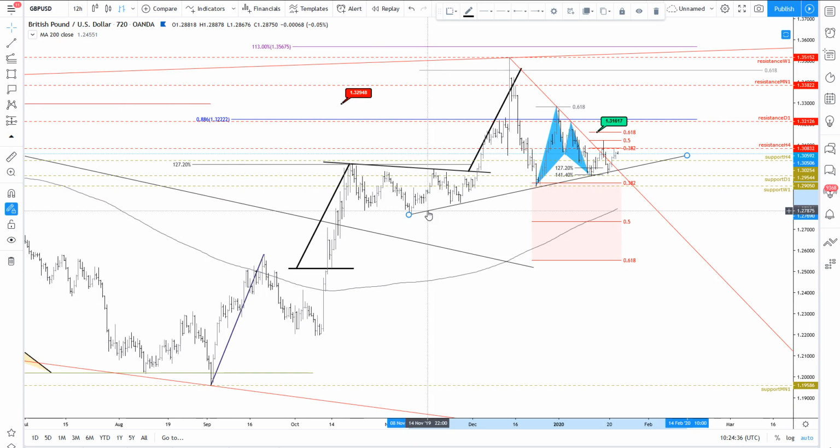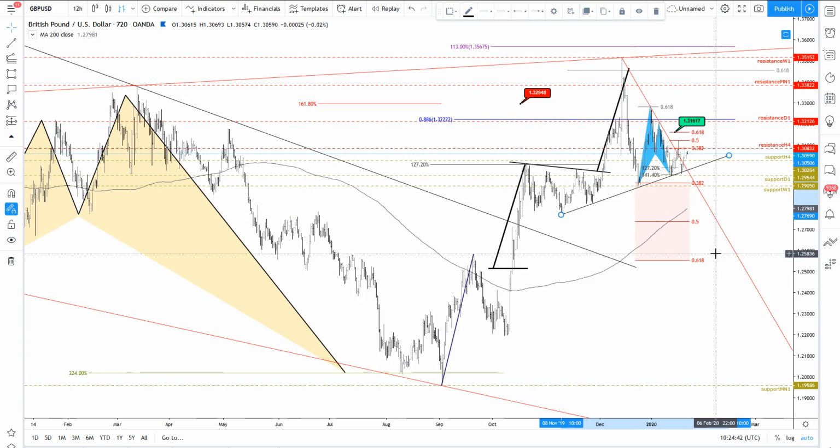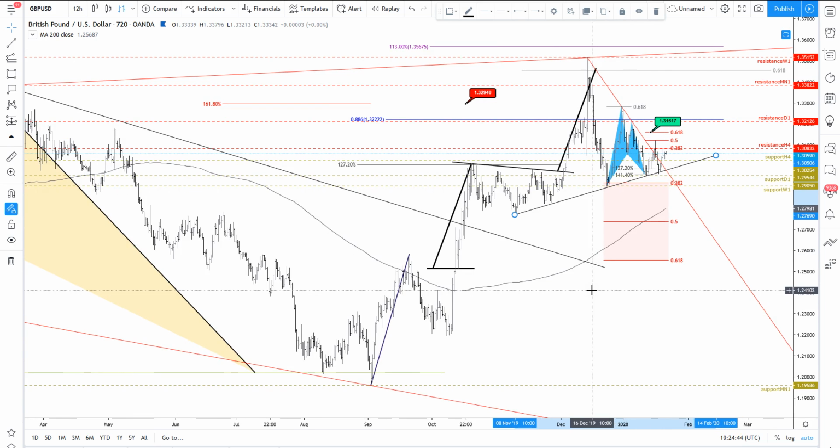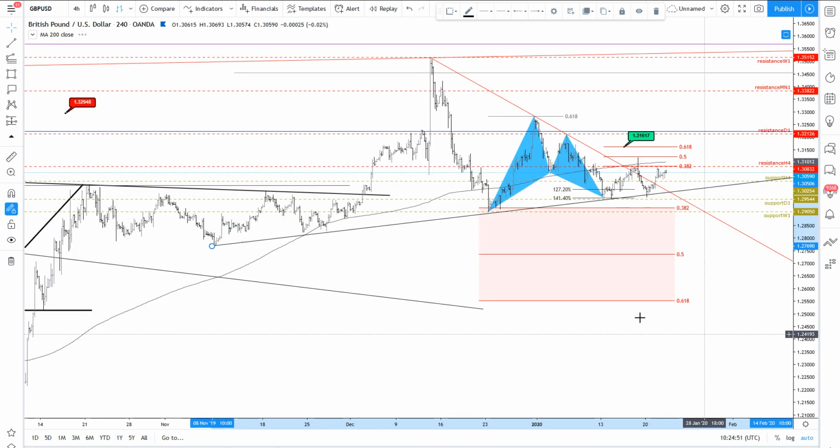Now, on a daily time frame, on a 12 hours time frame, I'm paying attention to this structure trend line support. So if the market fails to hold above this trend line, we may see the cable being forced to trade even lower.